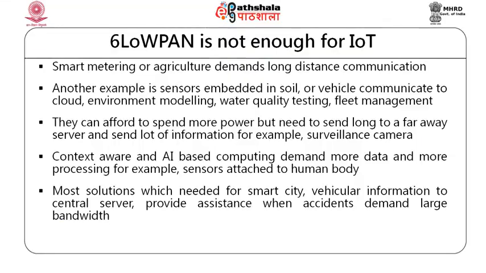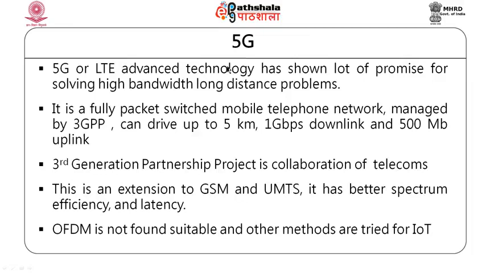Many a times processing is possible because you have a wired connection, but unfortunately unless you have a protocol which can drive that data to a very long distance, you cannot do it. So, 6LoWPAN cannot be used. That is the reason why many solutions are needed for smart city, vehicular information to central server, for example, about congestion, provide assistance when the accident demand large bandwidth. These are all cases which demand large bandwidth. So, how do you handle it?